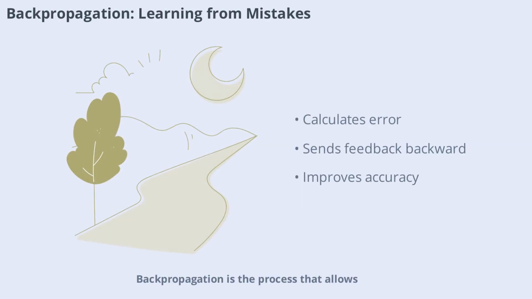Backpropagation is the process that allows neural networks to learn from their mistakes. By calculating the error at the output layer and sending it backward, each neuron receives feedback on its contribution to the error. This iterative process ensures that the network improves its accuracy over time, becoming smarter with each cycle.